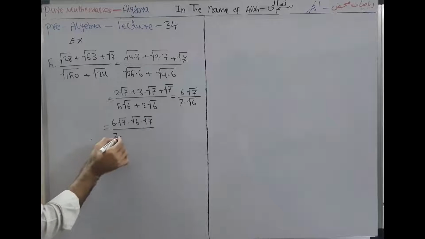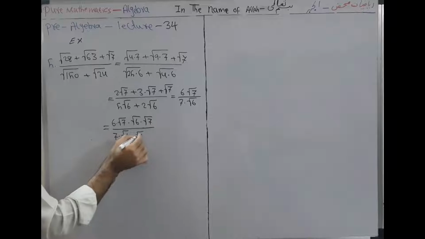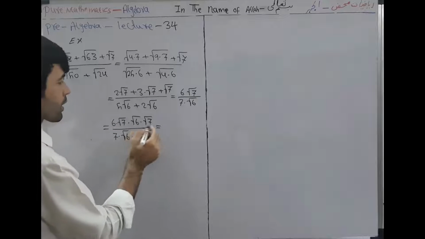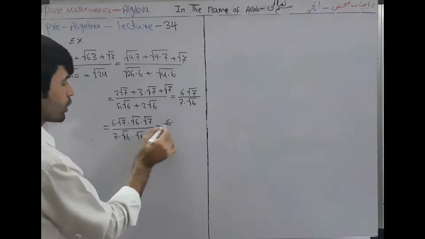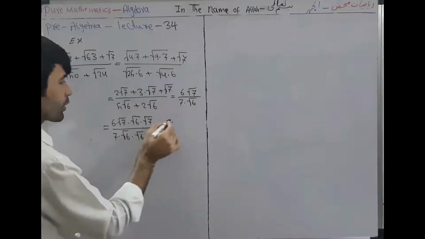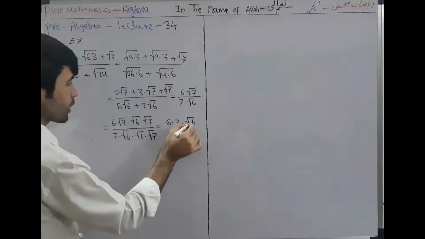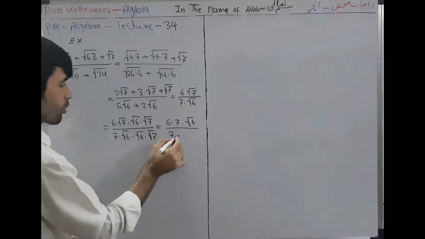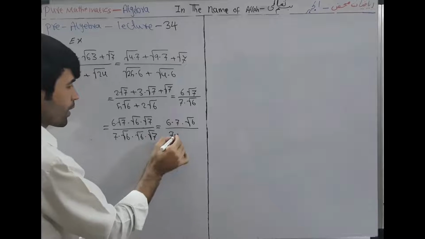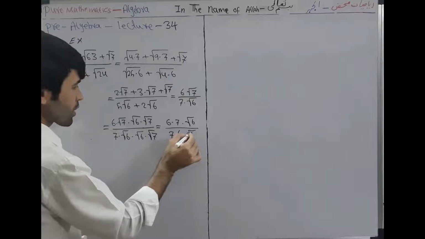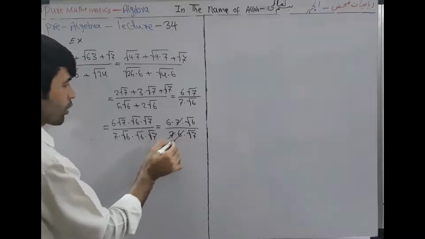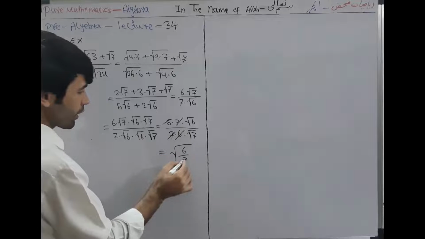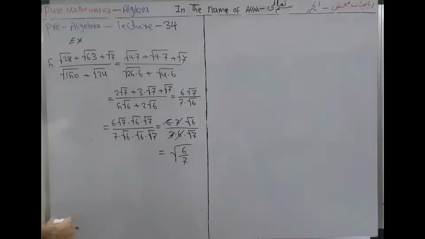Here we have 7 square root of 6 into square root of 6 into square root of 7. It is equal to, we get 6 into square root of 7 into square root of 7. It is equal to 7 into square root of 6 over 7 into square root of 6 into square root of 6, square root of 6 whole square. It is equal to 6 into square root of 7. These two cancel, also this cancels. We get square root of 6 over 7. It is the answer of question 5.